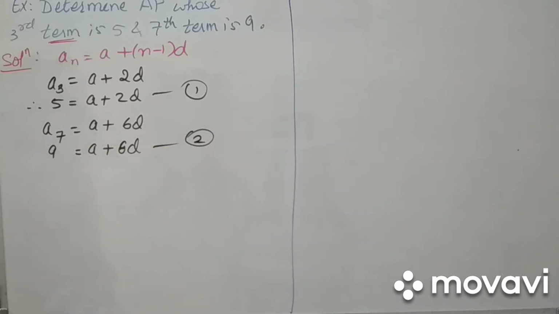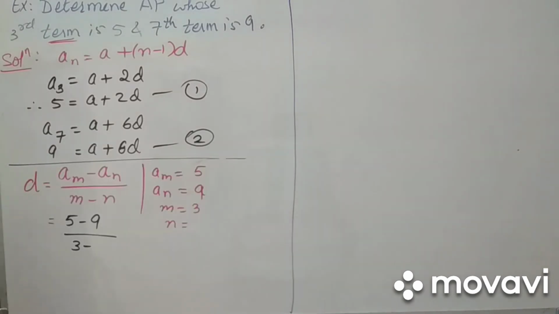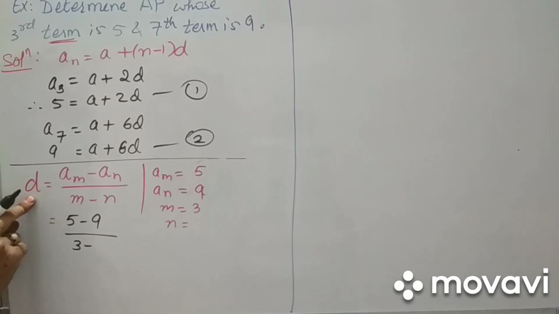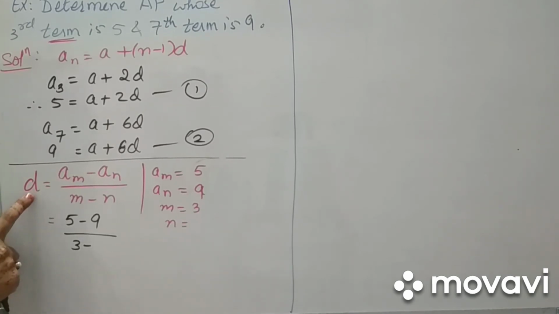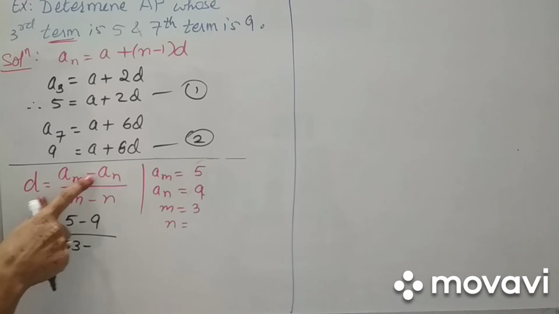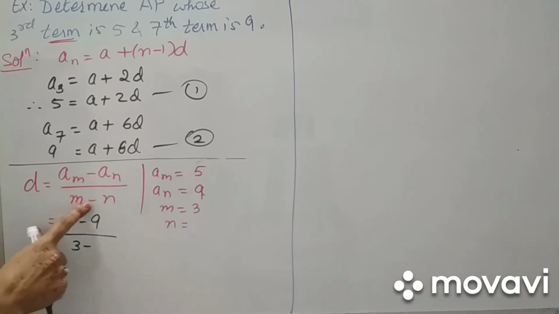Now from here, after this, my method changes. What is given in the textbook is different from mine. I am giving you another method. I am not simplifying as it is given in the textbook, simplifying both the equations by the elimination method and getting the answer. I am giving you another formula by which you can directly find d. That is d is equal to am minus an upon m minus n.